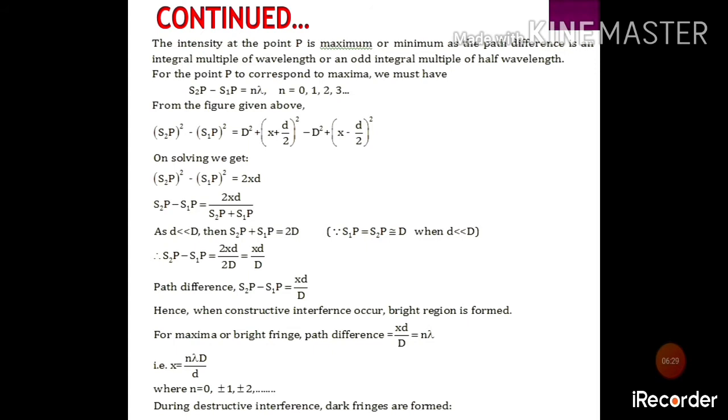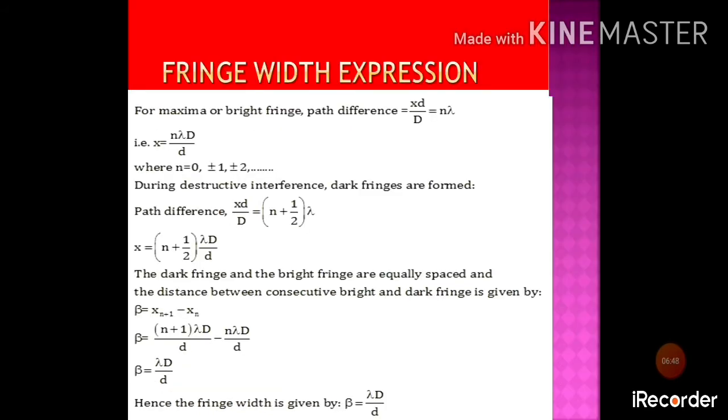Like this, you can also find out the various positions of the dark fringes by placing the path difference equal to n plus 1 by 2 lambda. In that case also you can find out the positions of the minima on the screen.